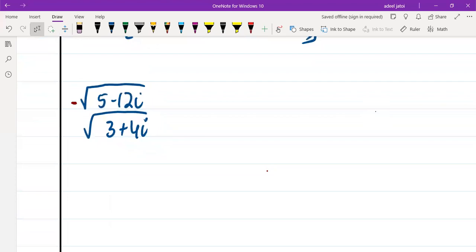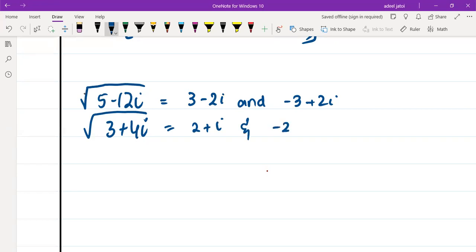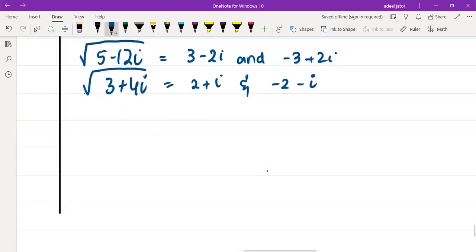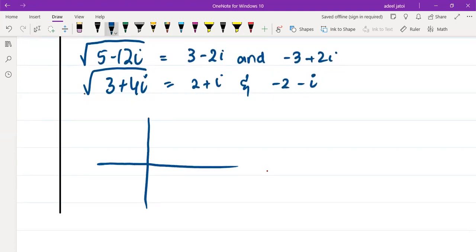Now let's work on the square roots concept. We have two square roots: root of 5 minus 12 iota and root of 3 plus 4 iota. The answer of the first is 3 minus 2 iota and minus 3 plus 2 iota, and the answer for the second is 2 plus iota and minus 2 minus iota. Let's solve the first one. The answer of the first one is 3 minus 2 iota. So 3 minus 2 iota comes here and minus 3 plus 2 iota comes here.